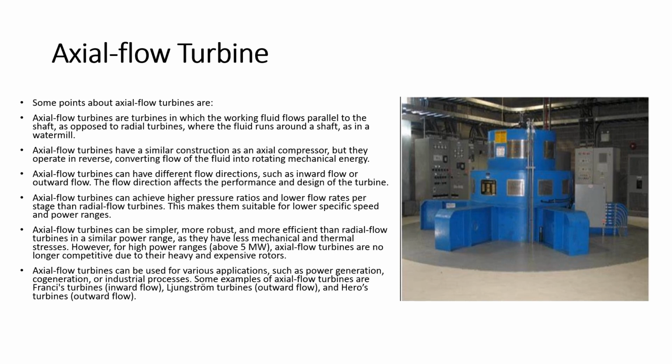However, for high power ranges, above 5 megawatts, axial flow turbines are no longer competitive due to their heavy and expensive rotors. Axial flow turbines can be used for various applications, such as power generation, cogeneration, or industrial processes. Some examples of axial flow turbines are Fourneyron turbines, inward flow, Ljungström turbines, outward flow, and Hero's turbines, outward flow.